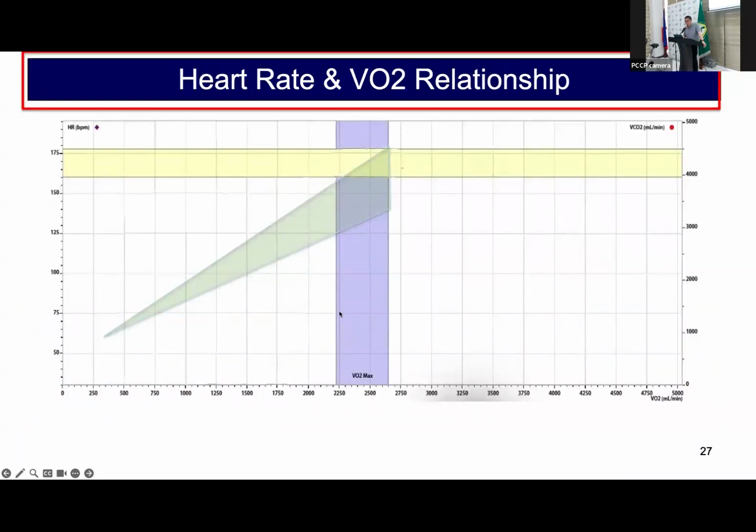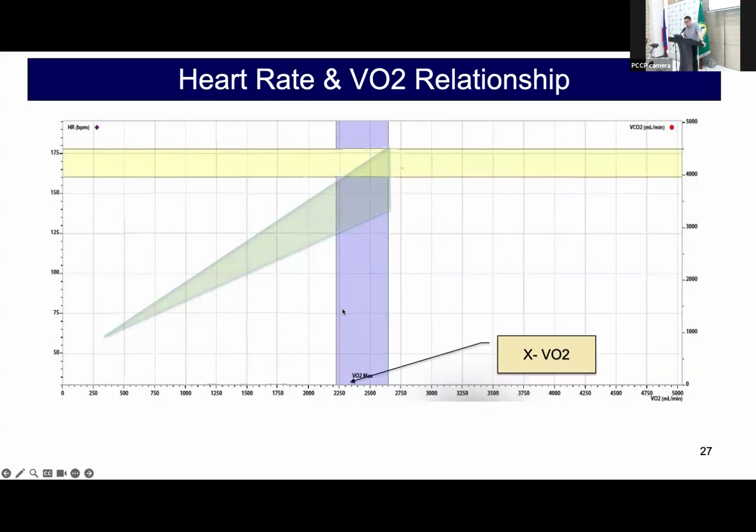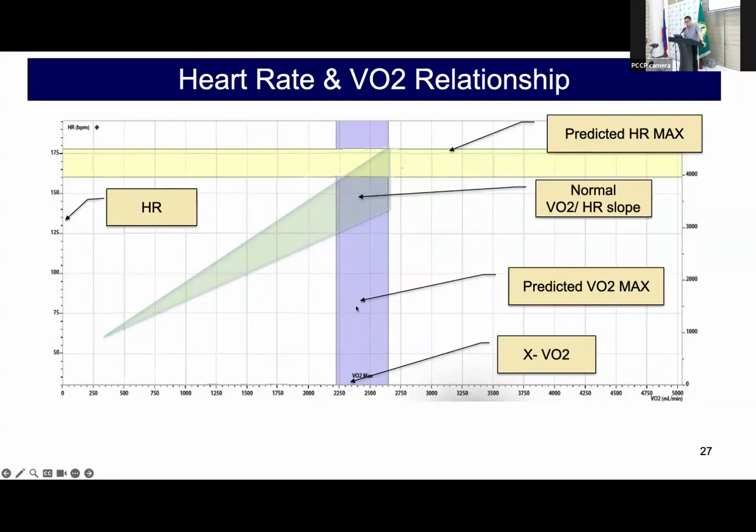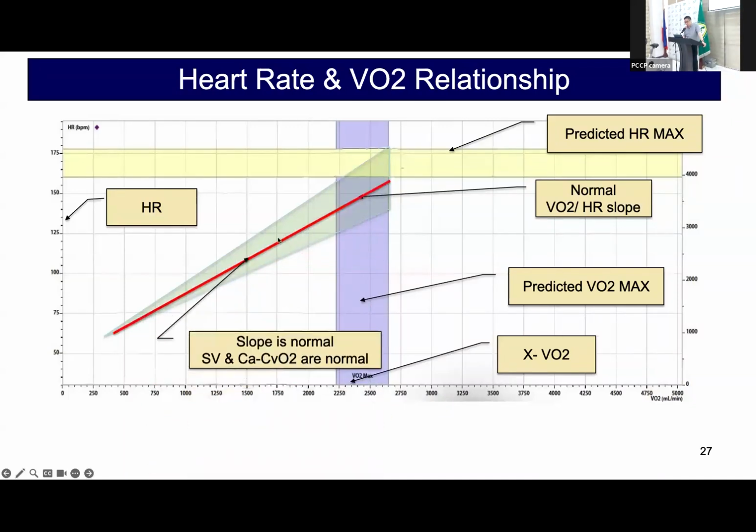So this is the heart rate VO2 relationship. X is O2 consumption, Y is heart rate. That's the predicted maximum for the subject. That's the predicted heart rate maximum. And that's the normal VO2 heart rate slope. So the increase in your VO2 heart rate should fall within this shaded area here. If it falls outside that shaded area, that's an abnormality.